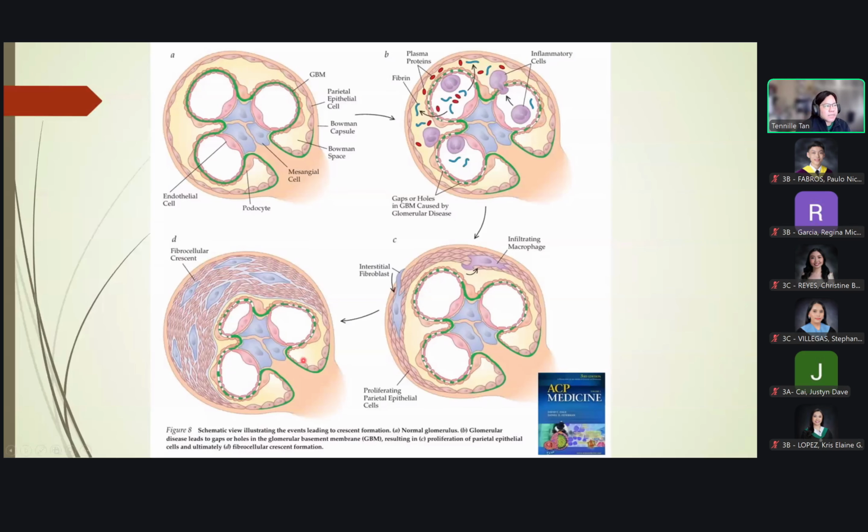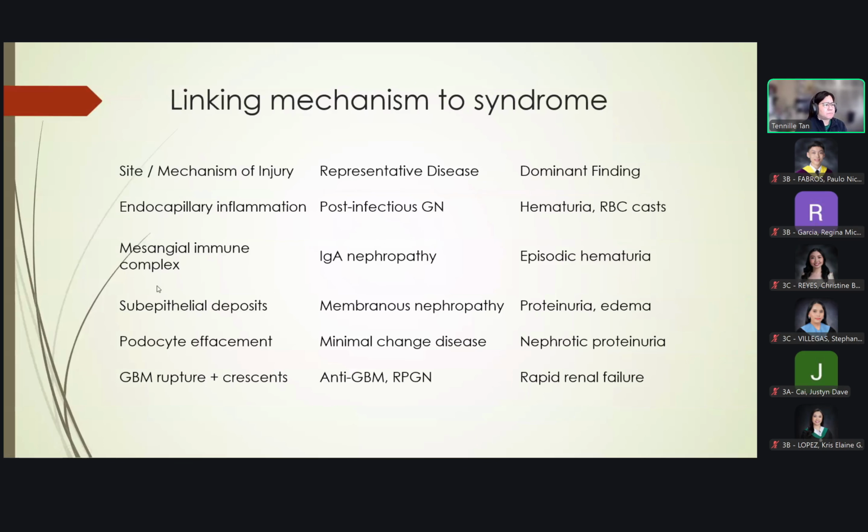So just linking the different mechanisms to the syndromes. A quick summary: you'll see your endocapillary inflammation, usually represented by your post-infectious GN. The dominant findings are hematuria and RBC casts. Mesangial immune complex is IgA nephropathy, with episodic hematuria. Subepithelial deposits is membranous nephropathy, presenting with proteinuria and edema. Your podocyte effacement is minimal change disease, with nephrotic range proteinuria. GBM rupture could be anti-GBM or RPGN, and its presenting finding is rapid renal failure.